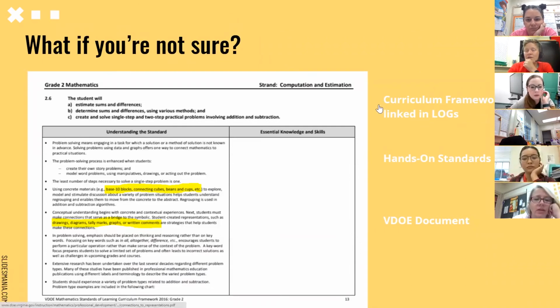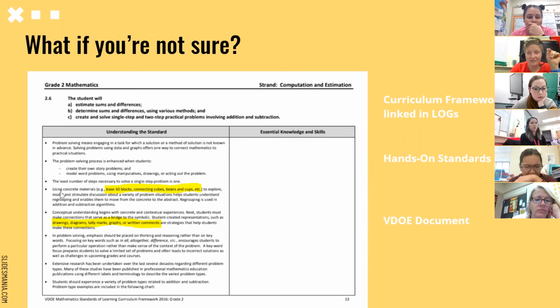If you're not sure what tools are available or what representations are available, if you open up the log and click on the curriculum framework document, the one that's linked many times, it says concrete materials. It gives you ideas, and it oftentimes can also give you representation ideas, like what to draw, what to show, what kind of models to use. So if you're not sure, look back at that page to see what examples are there.